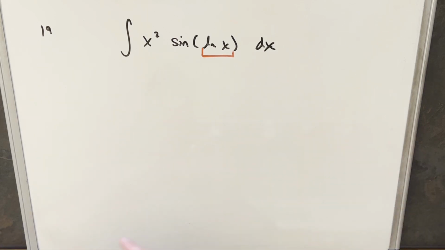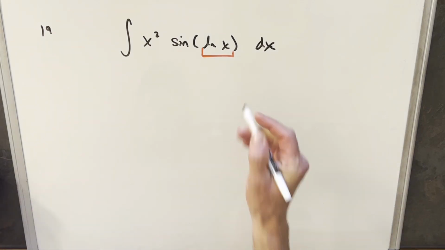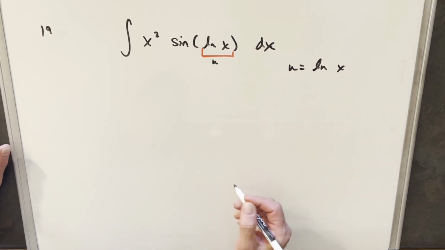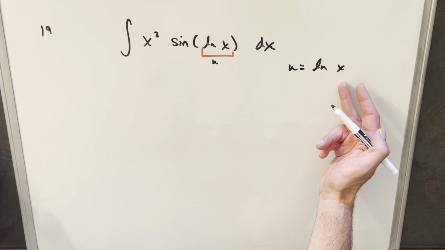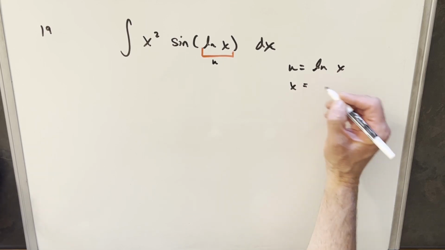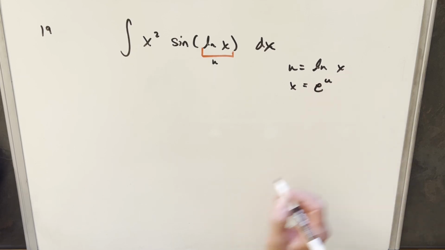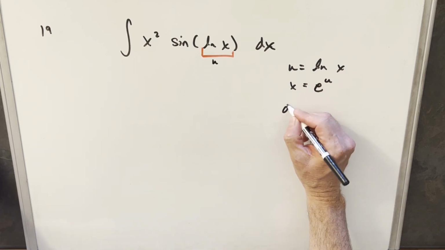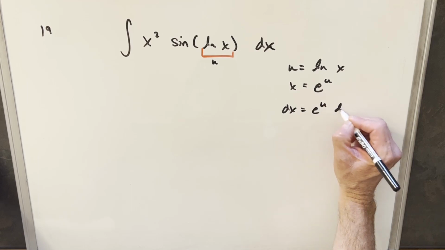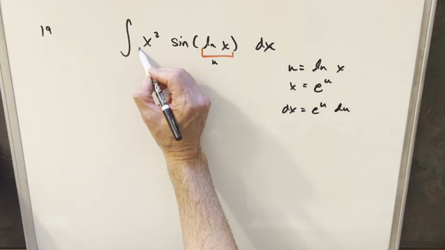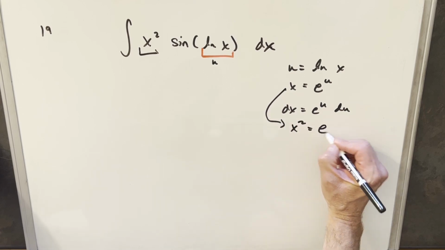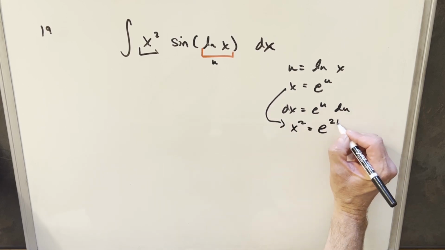I'm going to notice we have our ln x here that we need to handle. So I'm going to call that my u, so we'll have u equals ln x. And what I want to do is solve for x, just to make it a little easier on myself. Rearranging, we could write x equal to e to the u. I'll take a derivative, and so we'll find that dx is going to be equal to e to the u du. And since I have an x squared here, x squared is going to be, if I square that, e to the 2u.